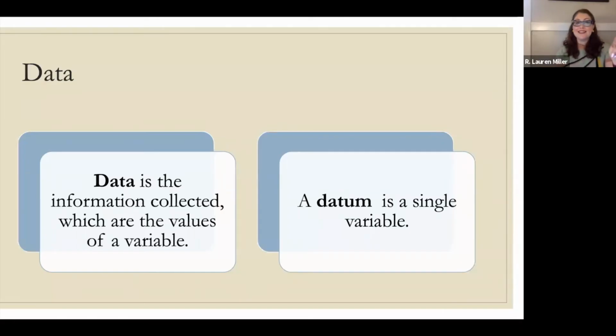So data, not the guy from Star Trek, data is information collected for which are the values of the variable. Datum is a single variable. I don't like this word. I'm not going to say it much, but a datum is like a single fact about a member of your population. But data is the information we collect that we can calculate and turn into statistics.